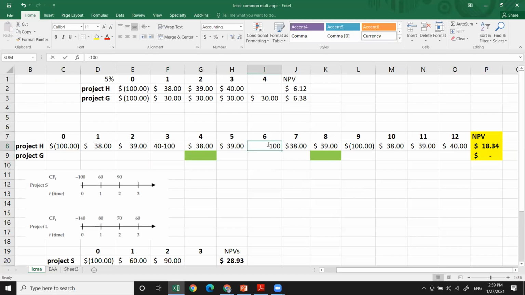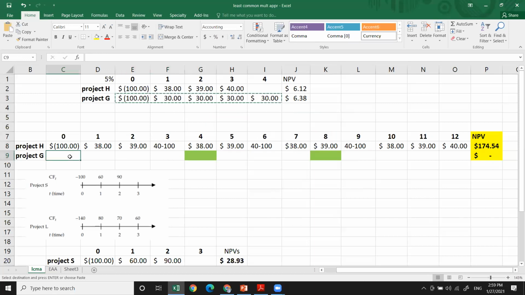Okay, same thing here. Same thing here. As I didn't calculate it, just to show it to you, I do the same thing for project G.